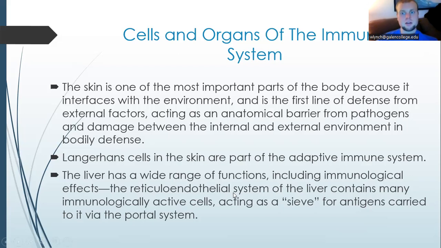Next is the liver. The liver, as it is with most systems, has a wide variety of functions. In immunological sensation, it is going to be the reticuloendothelial system. This is where we are going to have immunologically active cells. So this is a place where we can send antigens, and we are going to store those antigens and carry them via the portal system of the liver.